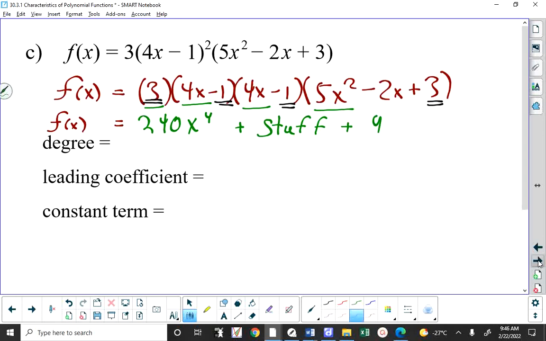So now we know the degree is 240. No, it isn't. The degree is 4. The leading coefficient is 240. And the constant term is 9.